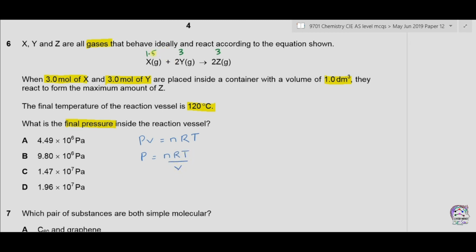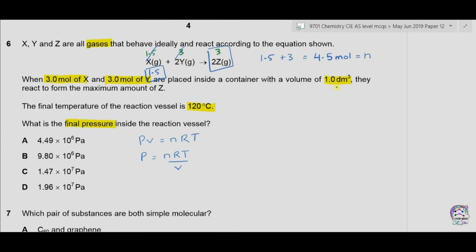So in this reaction, 1.5 moles of X has completely reacted with 3 moles of Y to form 3 moles of Z. So therefore, Y is consumed. Only 1.5 moles of X is left behind, and 3 moles of product is also left behind after the chemical reaction. So in order to find the total number of moles left after the chemical reaction, we have 1.5 moles of X and 3 moles of Z. So therefore, we have 4.5 moles in total. And this is shown by symbol n.